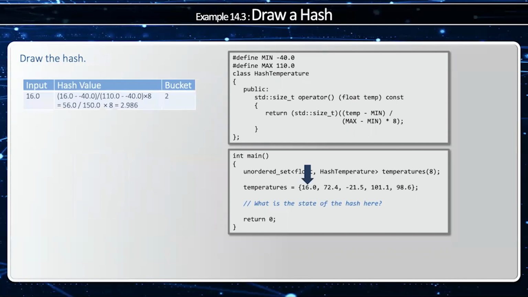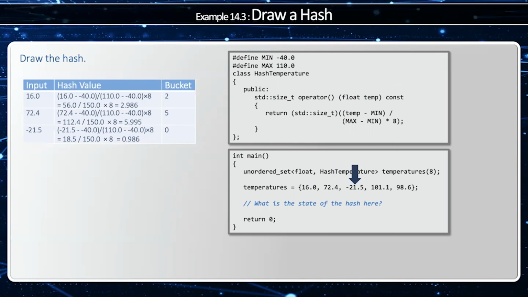So we're going to start with 16. 16 minus negative 40 is 56, divided by 110 minus negative 40, which is 150, times 8 equals 2.986. Cast it to an int, it's 2, and that gives me bucket 2. The next one is 72.4. That's 112.4 divided by 150 times 8, which is 5.995. Once again, cast it to an int. I lop off the decimal point. That's 5. It goes in bucket 5.